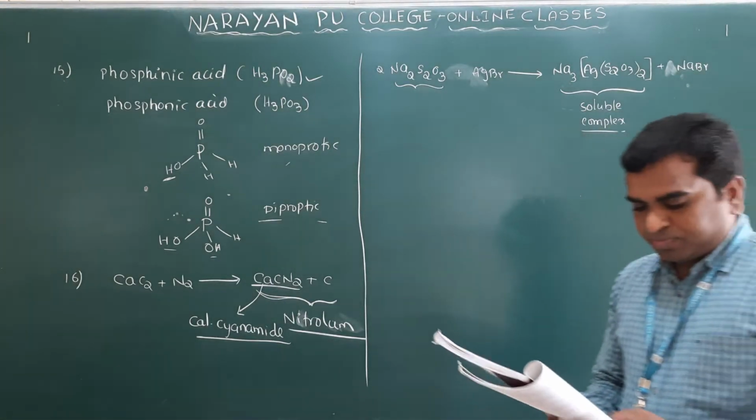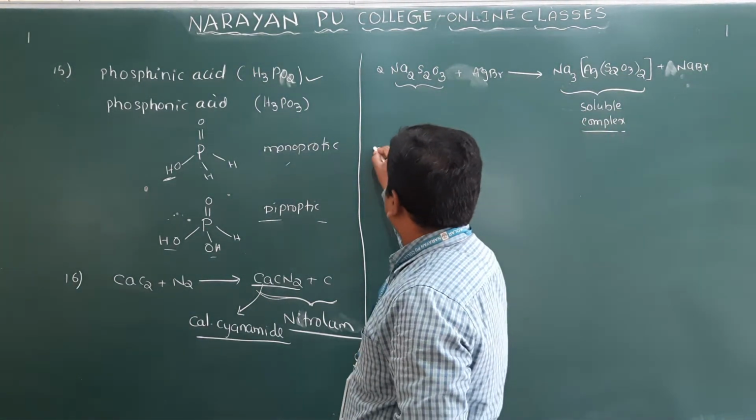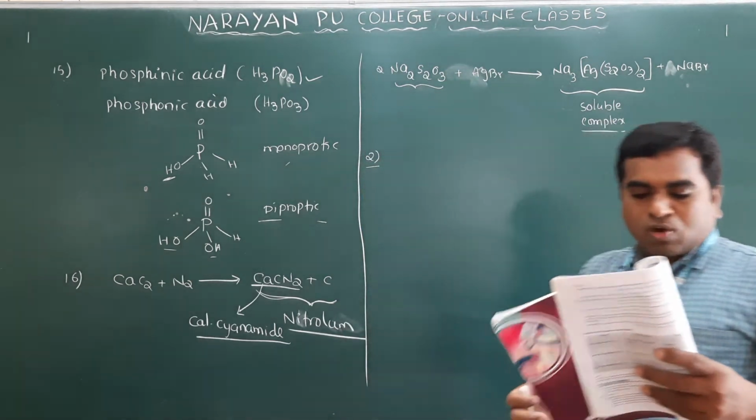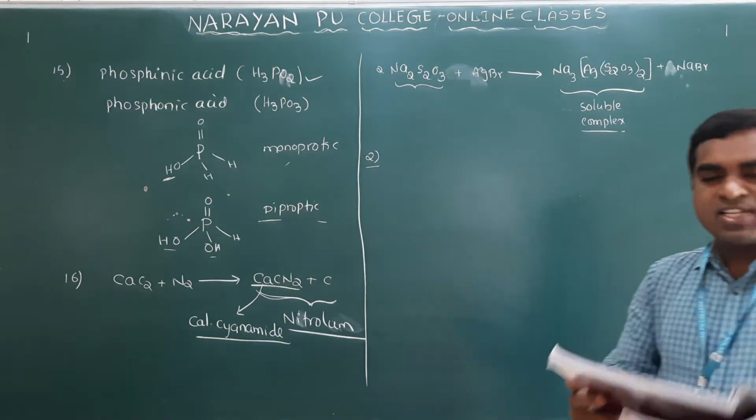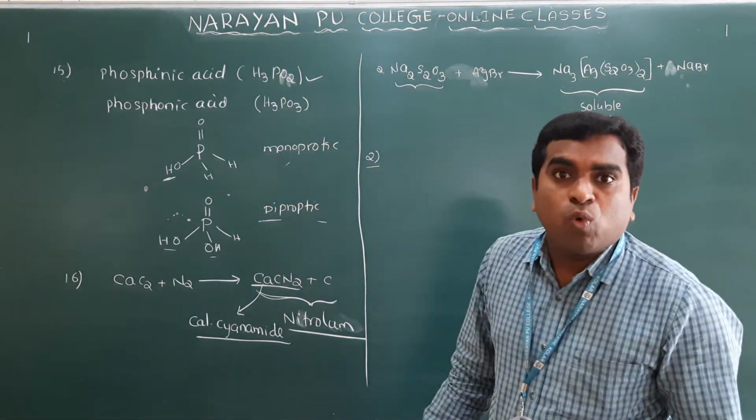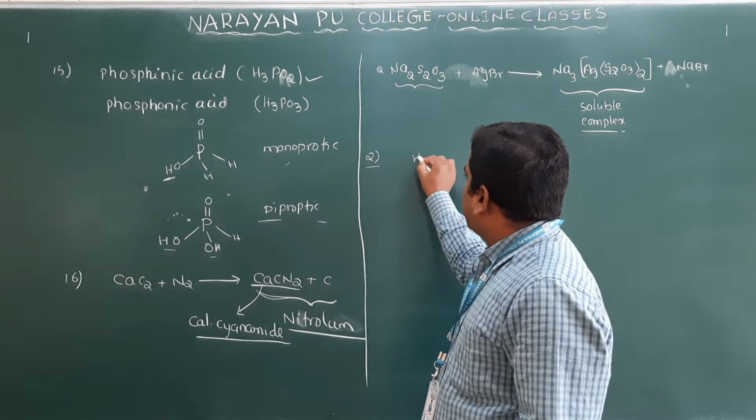Next, the second question. Hydrolysis of 1 mole of pyrosulfuric acid produces... Pyrosulfuric acid, what do we call it now? Oleum. What is the formula?